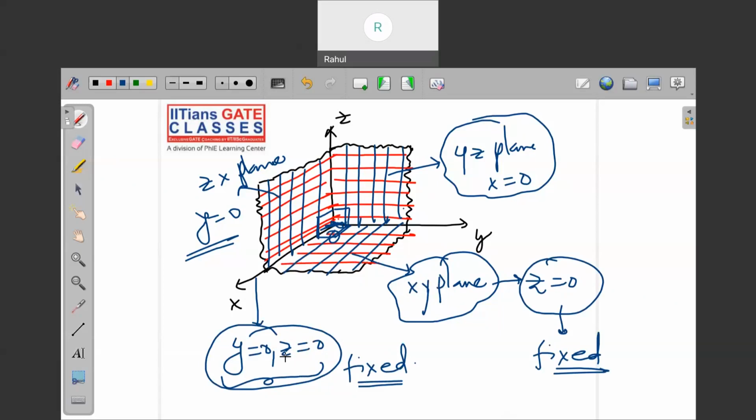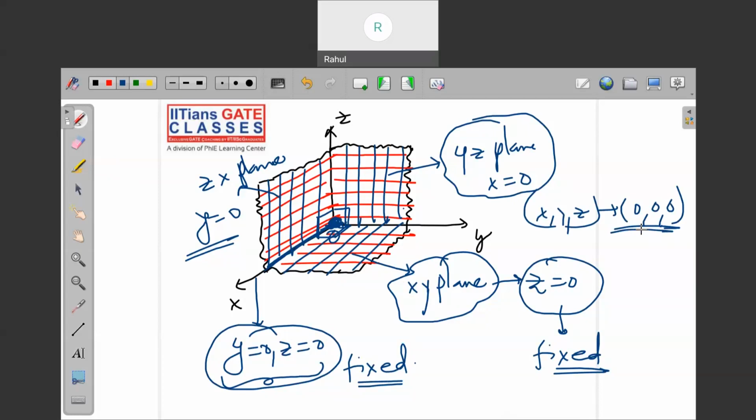If two coordinates are fixed, what is it giving? It is giving you the line. You can see it is giving you the line, right? And if one coordinate is fixed, it is giving you the plane. If all 3 coordinates are fixed, then it will give you only 1 point, right? All fixed: x, y and z all 0. So that is going to be the locus, right? Locus of fixing different coordinates in the coordinate system.